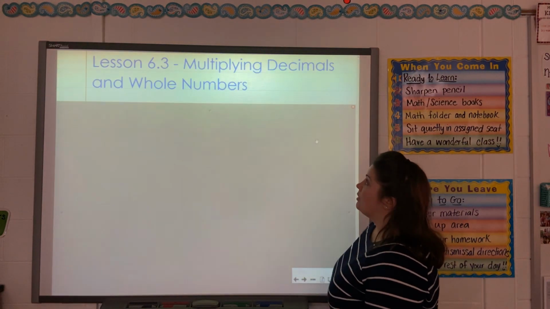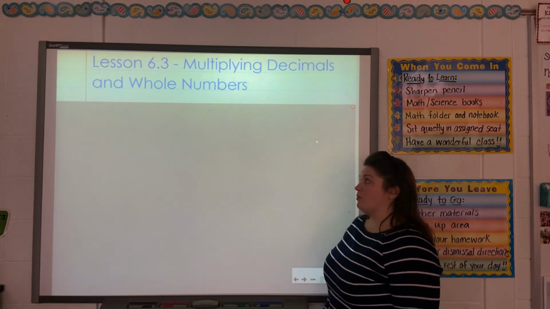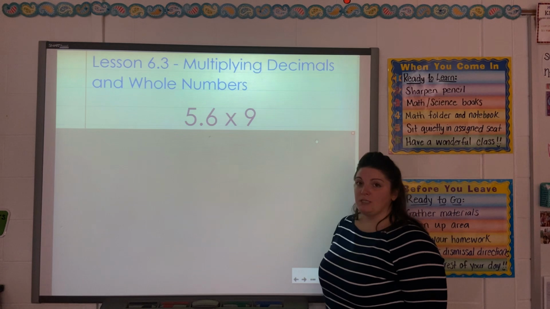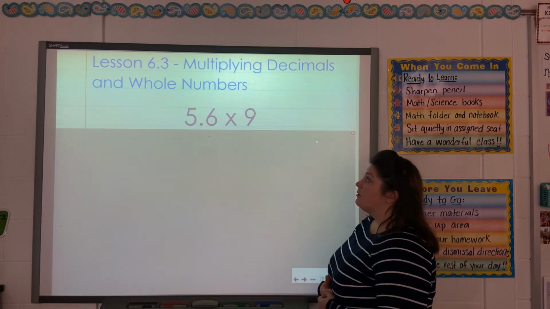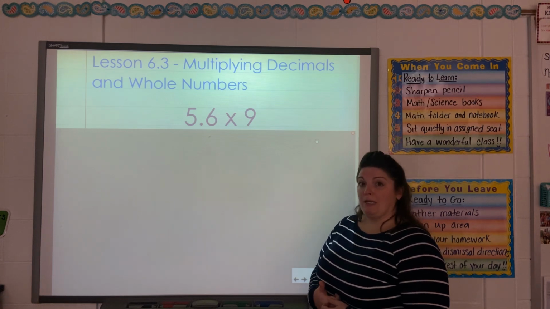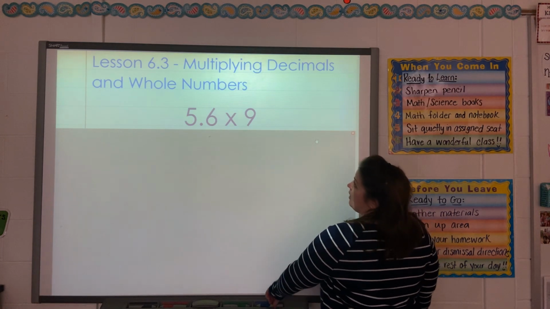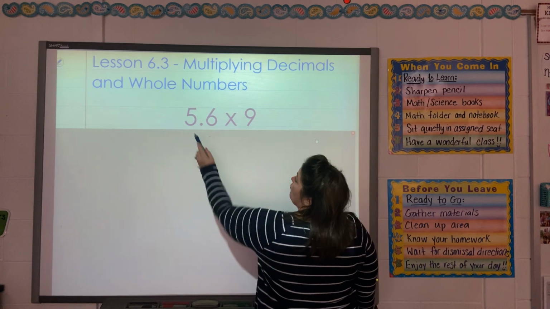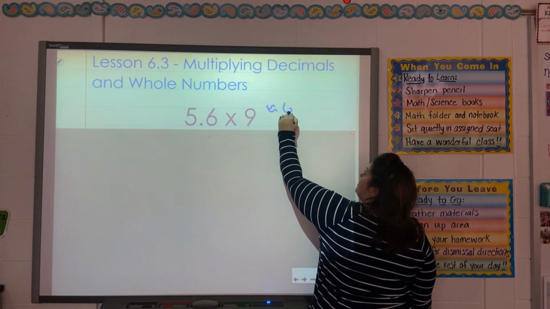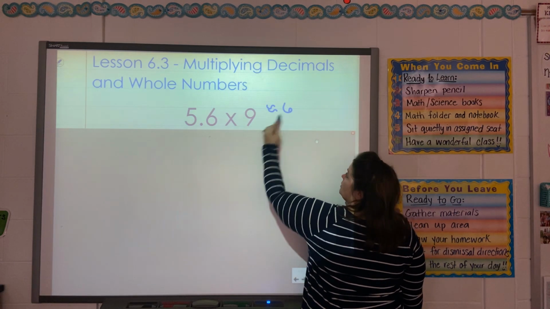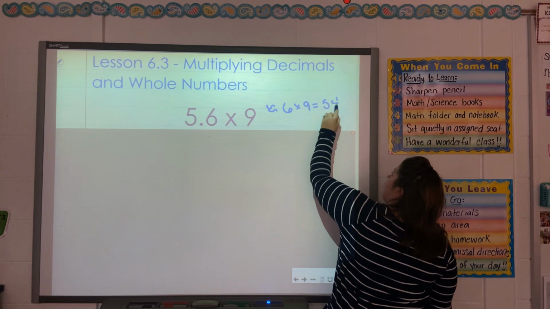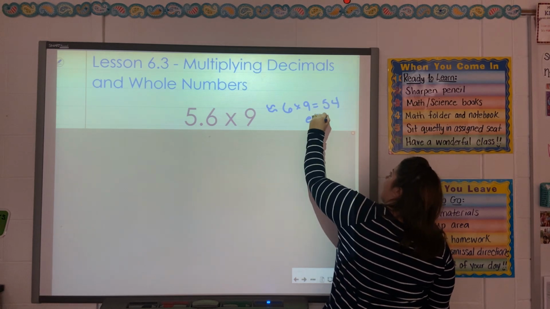Lesson 6.3, multiplying decimals and whole numbers. Our first problem is 5 6/10 times 9. I can do an estimate of this first just to make sure that my answer is reasonable. So if I were to estimate this, 5 6/10 is close to 6, and I can mentally do 6 times 9, which is 54. So my estimate is 54.